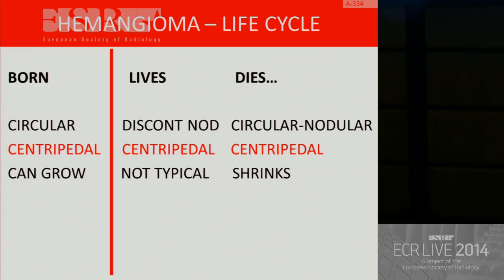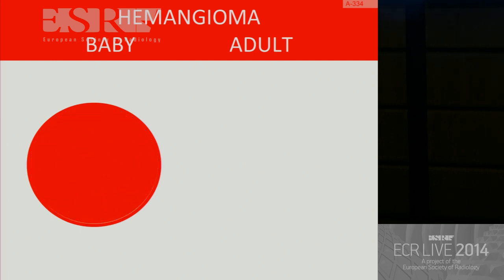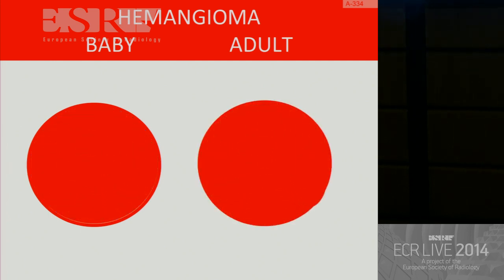Okay, now I'm going to go over the life cycle of hemangioma. In the pediatric patients, we usually see circular enhancement, not nodular enhancement. But in the adult population, we see discontinuous nodular. But once hemangioma starts dying, you see a combination of the pediatric and adult form, which is circular and nodular. And in all kinds of hemangioma, you have centripetal enhancement. Okay, let's see. So this is a baby hemangioma, circular enhancement, and the contrast goes to the center. And this is adult form, and you can see the nodular and centripetal enhancement.